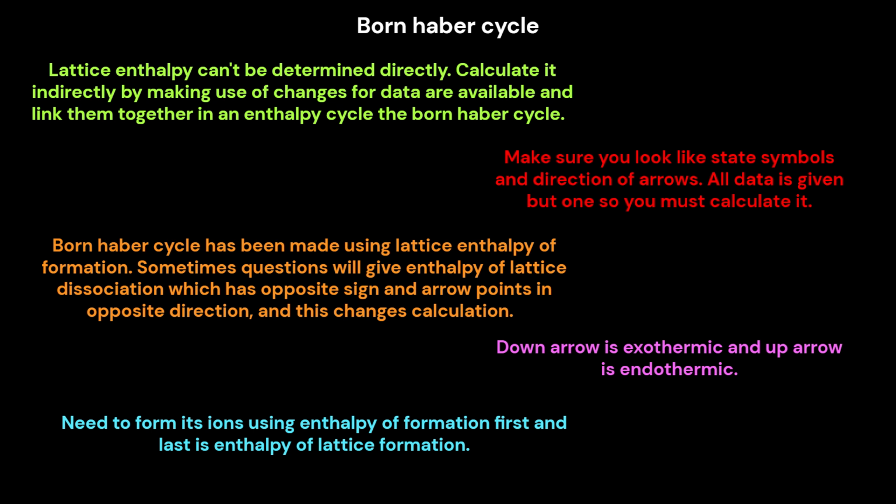This Born-Haber cycle has been made using lattice enthalpy of formation. Sometimes questions will give enthalpy of lattice dissociation, which has the opposite sign and the arrow points in the opposite direction, and this changes the calculation. Down arrow is exothermic, and up arrow is endothermic. You need to form the ions using enthalpy of formation first, and last is enthalpy of lattice formation.